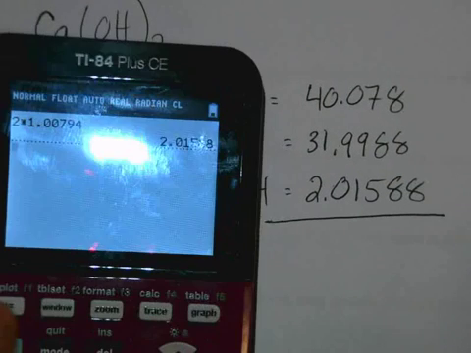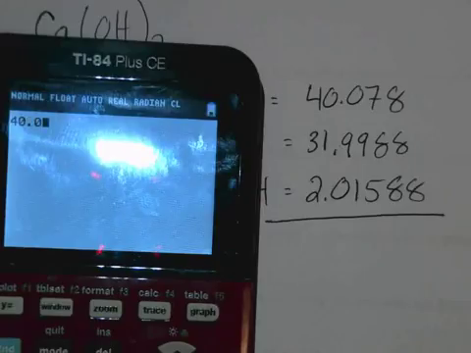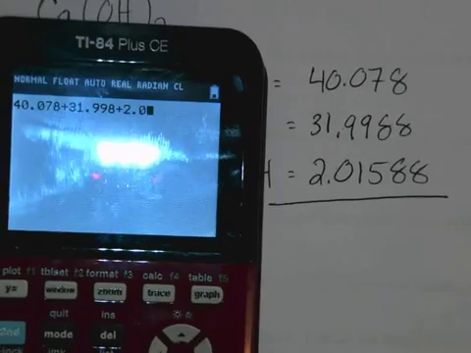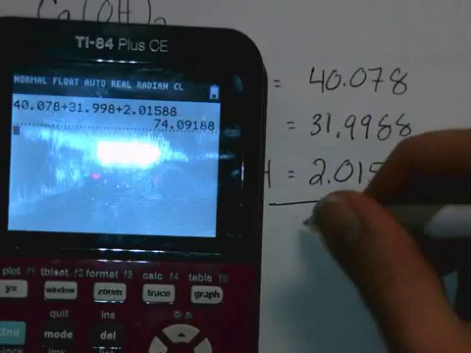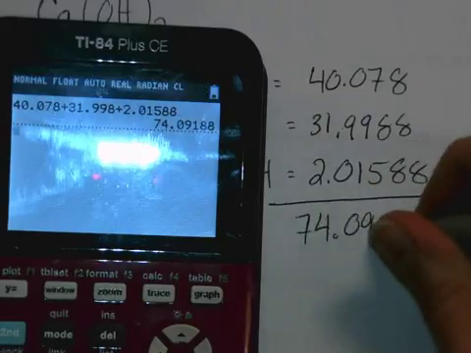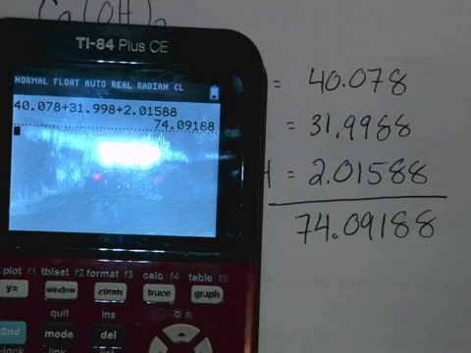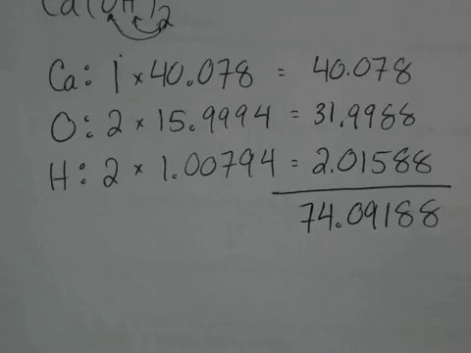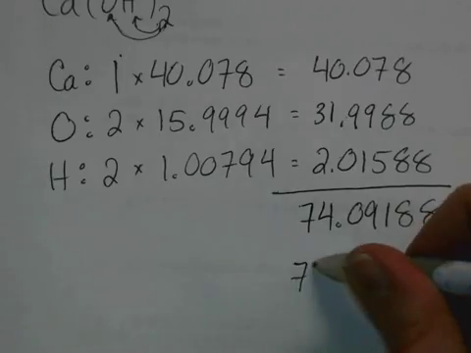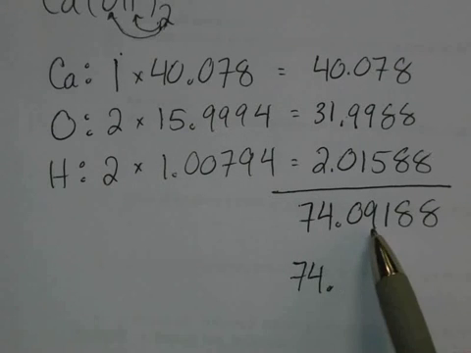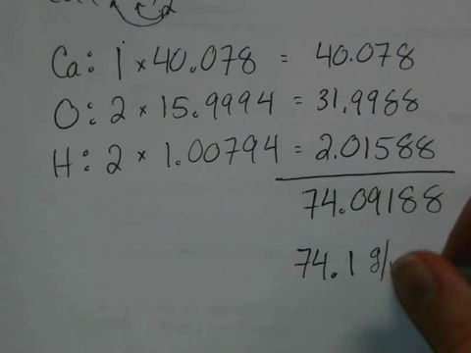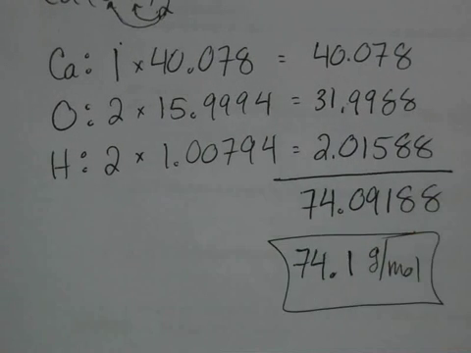Now, these are the masses of each of my individual elements. To get my total molar mass, I add them all together. So I'm going to take my 40.078 plus my 31.998 plus my 2.01588 equals, I get 74.09188. That's a lot of digits. I care that you have 3 digits in your answer. So let's keep the 7, 4, and then let's round this 0.9 to a 1. That would be fine for molar mass. Do grams per mole.